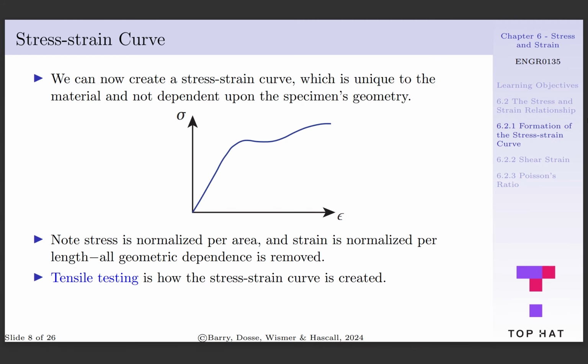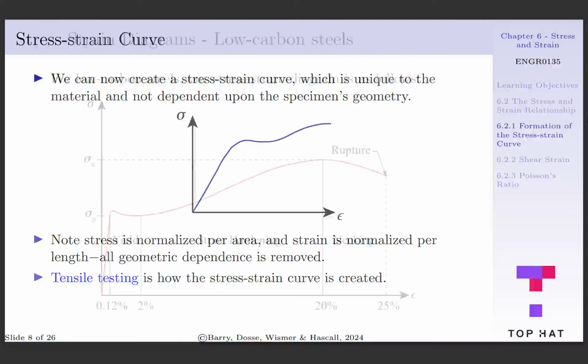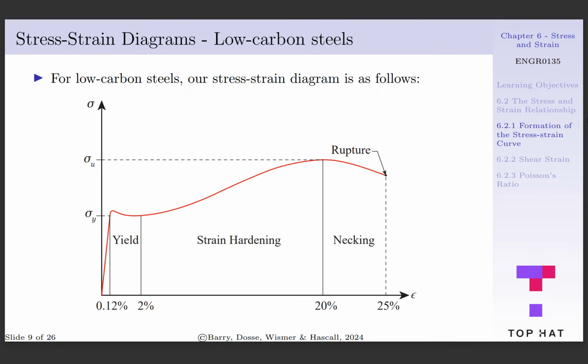The generation of a stress-strain curve is done via tensile testing, and you can click on this link to watch a video of a tensile test if you want to see what that looks like. For low-carbon steels, we have the following stress-strain diagram, with stress on the y-axis and strain reported as a percentage on the x-axis. There's some key features of the stress-strain diagram that we'll talk about.